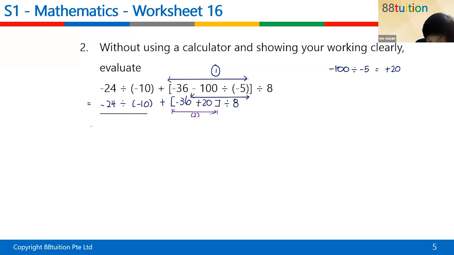For this second step, same. I put down minus 24, divide by negative 10, and then I have minus. If you need, just do the side working here. Then this will give you negative 16. So negative 16, I can put a bracket of negative 16 and then divide by 8.